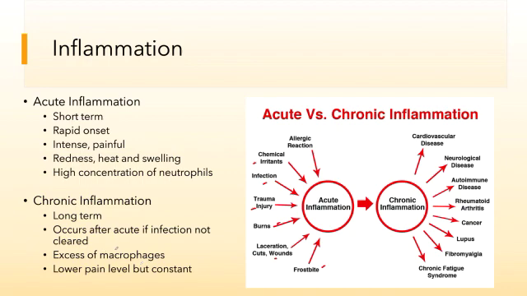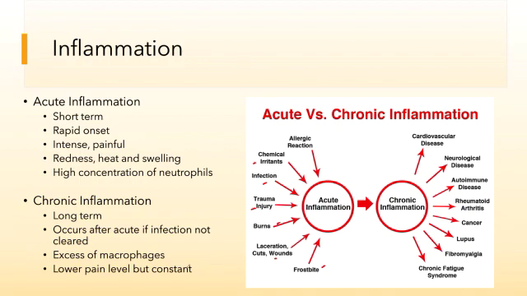Chronic inflammation is a little different. It's long-term. It's usually very low level. It oftentimes is the result of extended acute inflammation, but it's not nearly as intense. It's just kind of like a slow stream of inflammation over an extremely long period of time.